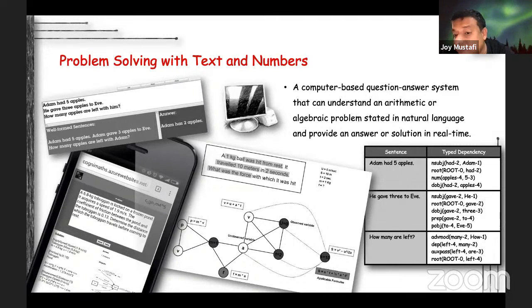How many apples are left with Adam? We thought that because the context started with Adam as the first person here, and apples were also there in the context. So definitely the question is for Adam, not for Eve, because that phrase came later, right? So this is the concept and the context I'm talking about. And then you may think, why has Joy invented this system, although he's claiming he has the first patent on this, but we don't need this kind of system, right?